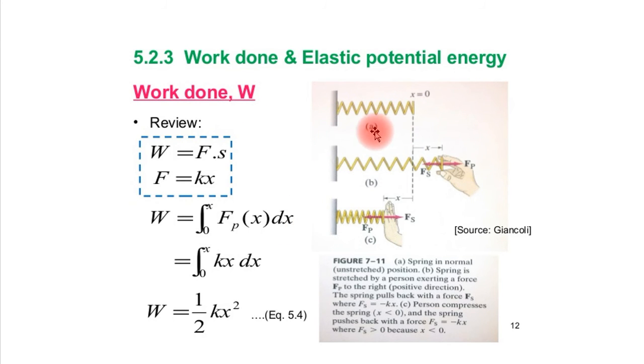extension. Suppose the spring is in an unstretched condition. This is the original length of the spring, this is the reference line, and the end position of the spring and the reference line lie at the same point. So in this position, the extension is 0. That means this is the unstretched condition of the spring.